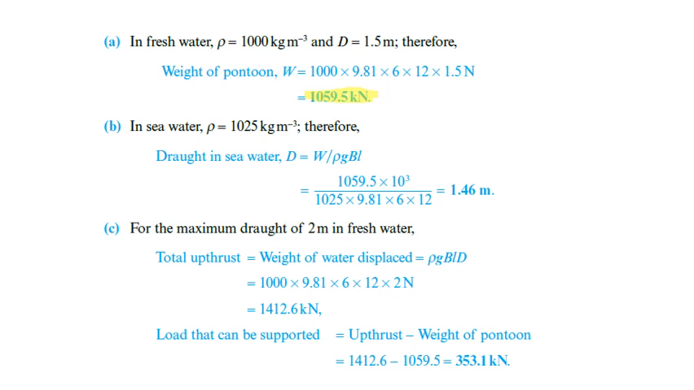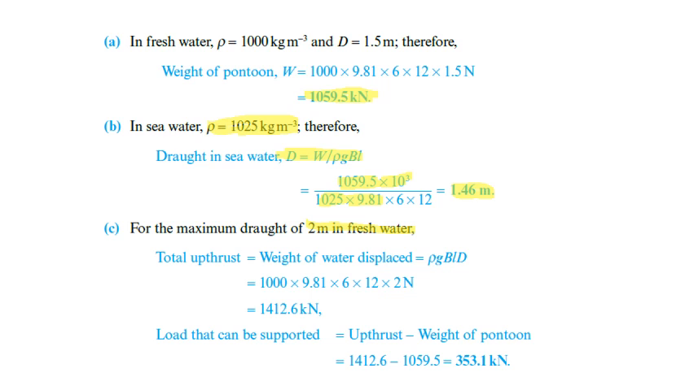Now the second part was when the density of the seawater is 1025 kg per meter cube, so calculate the draft in seawater. Rearranging that expression for the draft and using the same weight as calculated, 1059.5, and converting it to newtons, because we're using the density in kg per meter cube and acceleration in meter per second square, so the values should be in meters, we get 1.46 meters. Then they've asked us the additional load that can be supported if the draft permissible has been increased in fresh water.